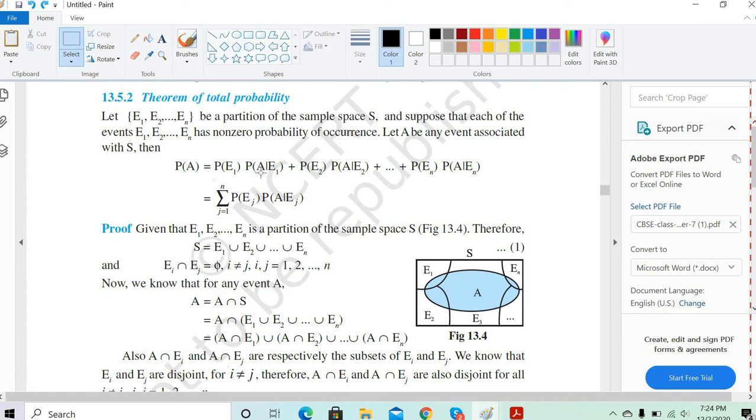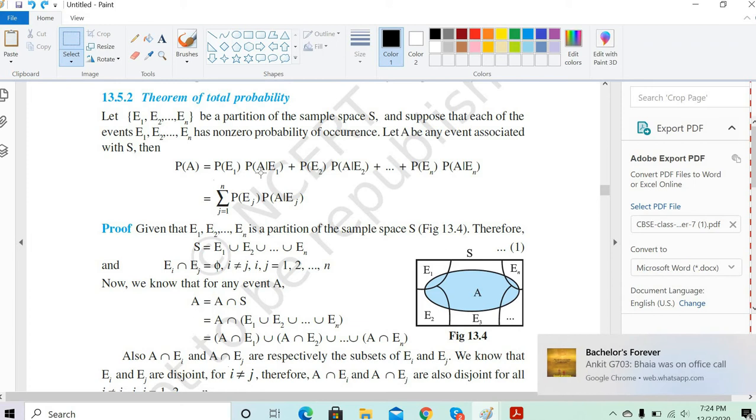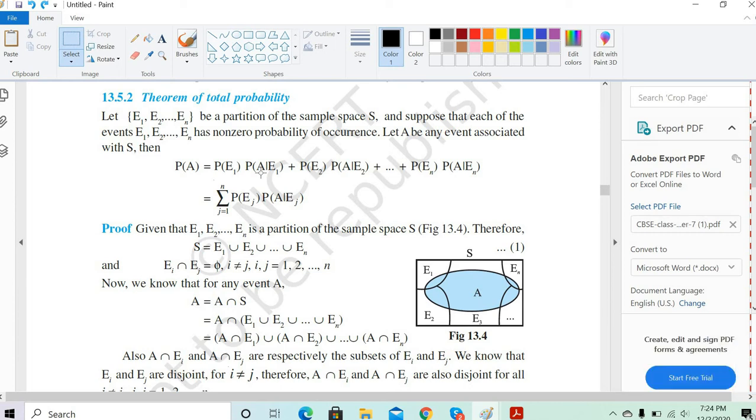P of E1 into P of A slash E1 is P of A intersection E1. Here B is E2. In the first case B is E1, second case B is E2, third case B is E3, like that. So it's all A intersection E1 plus A intersection E2 plus A intersection E3 plus A intersection En. Till n when you do, it is a union because plus means union, addition. So finally it will give you what? It will give you A only. P of A. Yes, that's what we got, P of A.